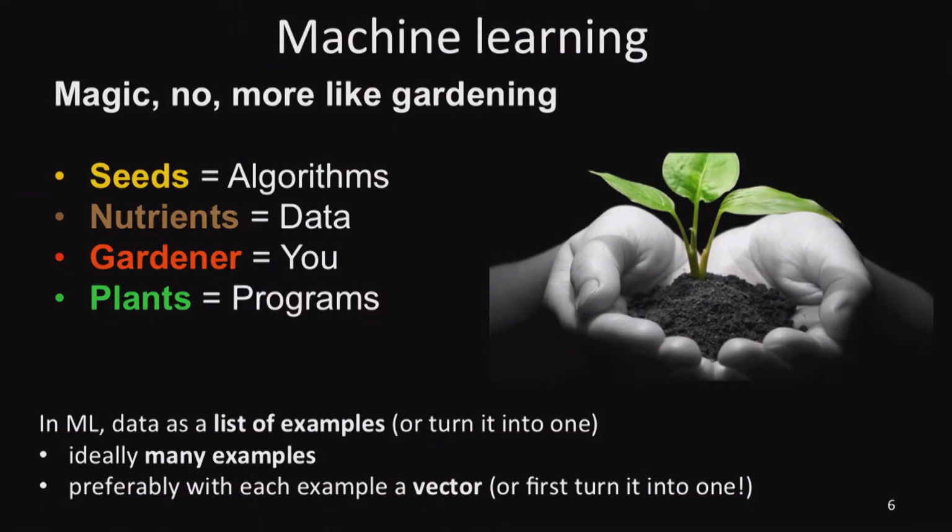When I talk to domain scientists, a lot of times I have to bring down the expectations, because one promise is that machine learning is magic. It's going to solve all your problems. That is not true. Machine learning is not magic. It's more like gardening. The seeds are the machine learning algorithms. The nutrients are the data. And the gardener is, of course, you. You have to put everything together in the right way to grow that plant.